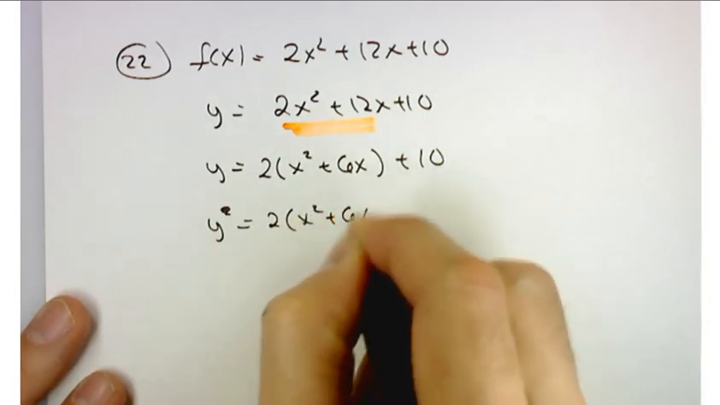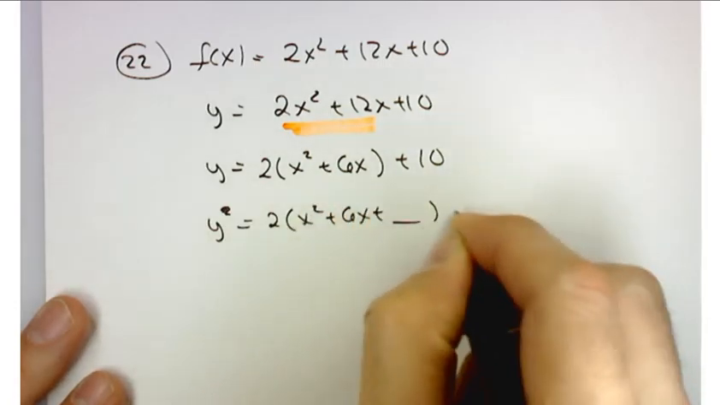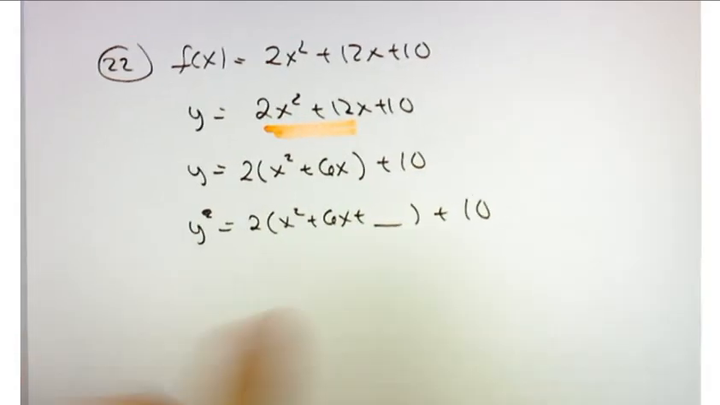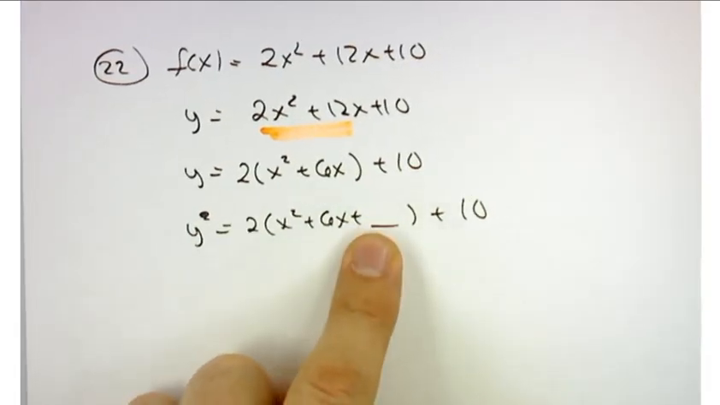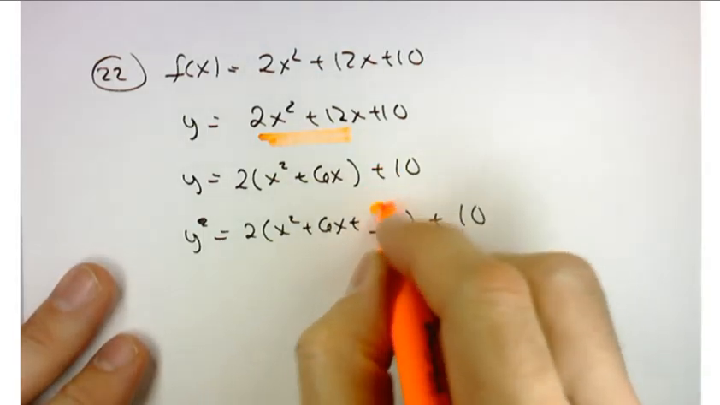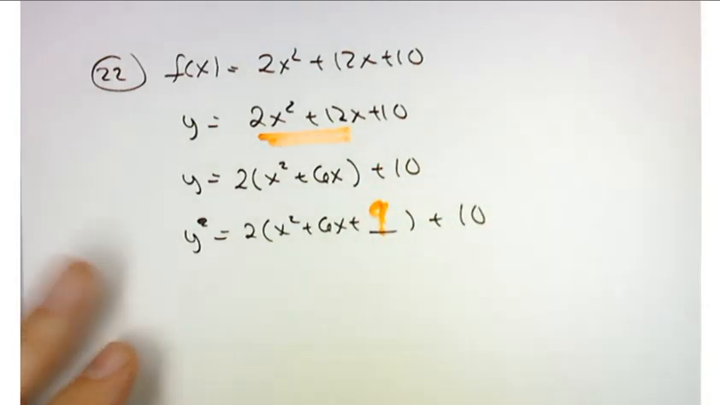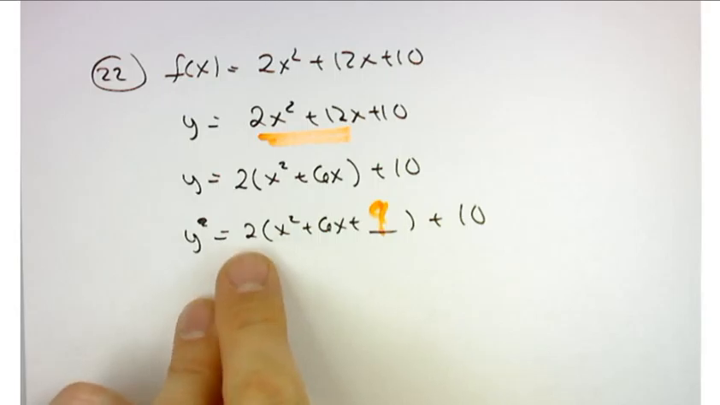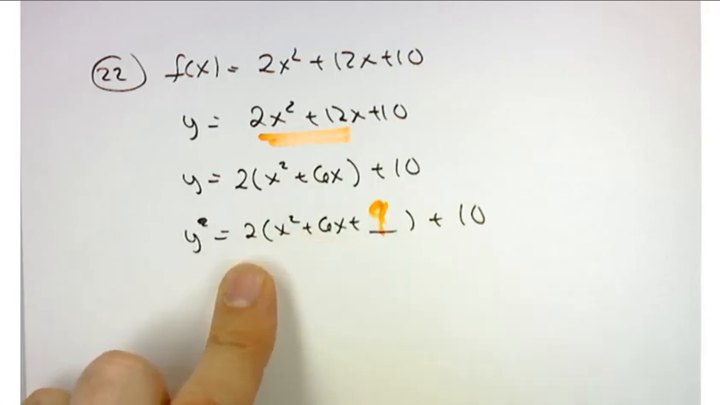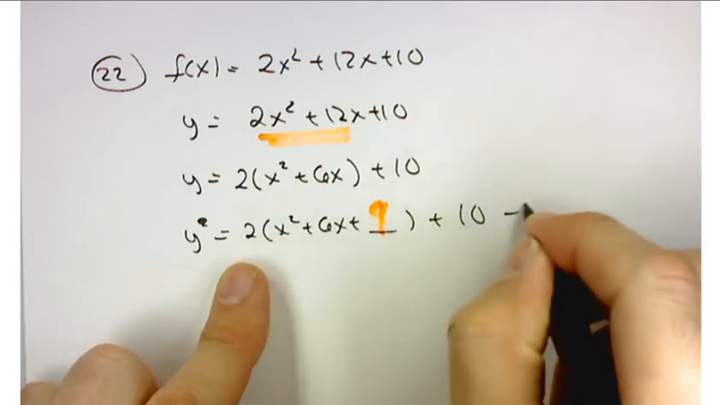So 2x squared plus 6x plus something plus 10. So what is it that I'm going to put inside here to complete the square? 9. Now if I put a 9 here, what's the net effect to the right-hand side? I've really added what? 18. So if I add 18 to keep things in balance, then I have to subtract 18.